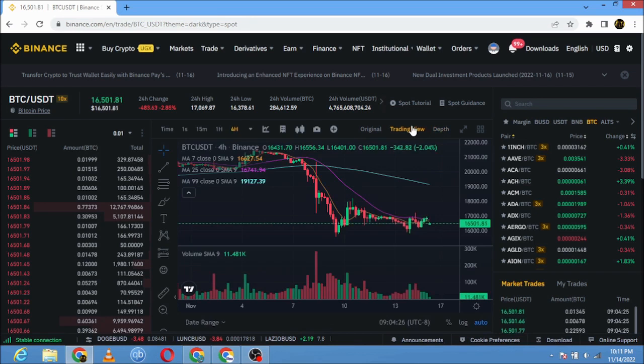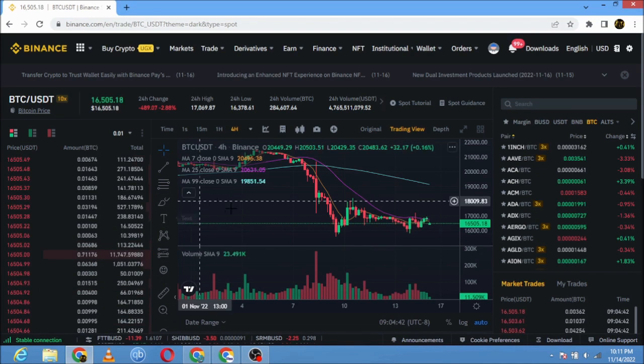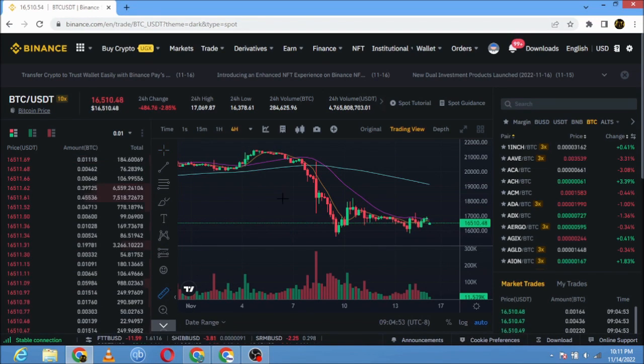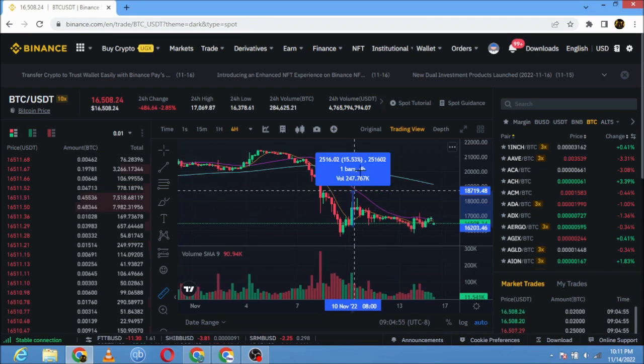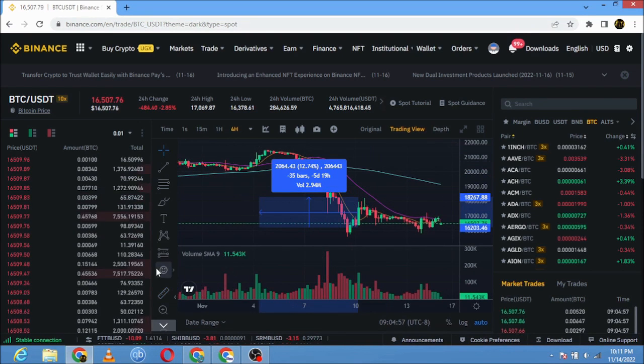And when you come to trading view, this is where you're going to get a lot of tools, it might be to draw, to put. If you want to measure the market, this is where you're going to get it.